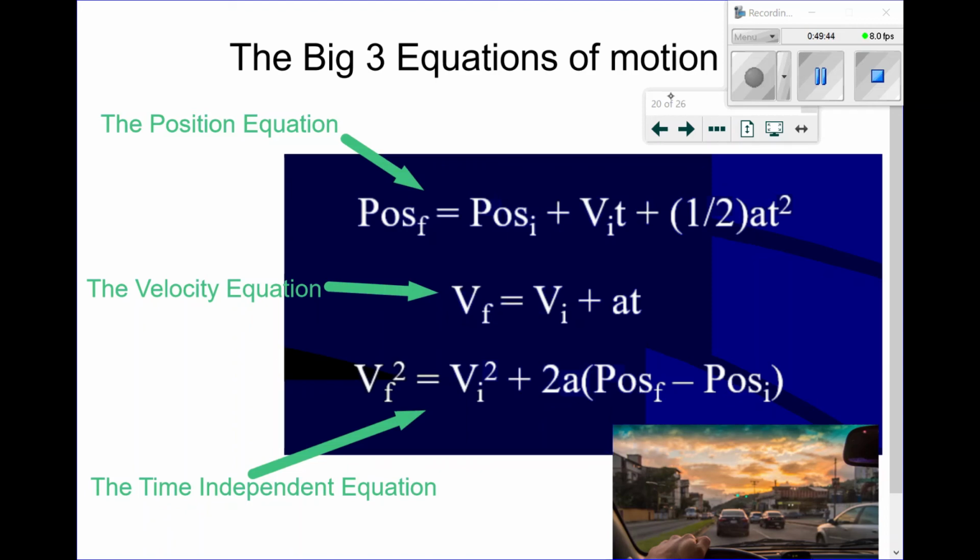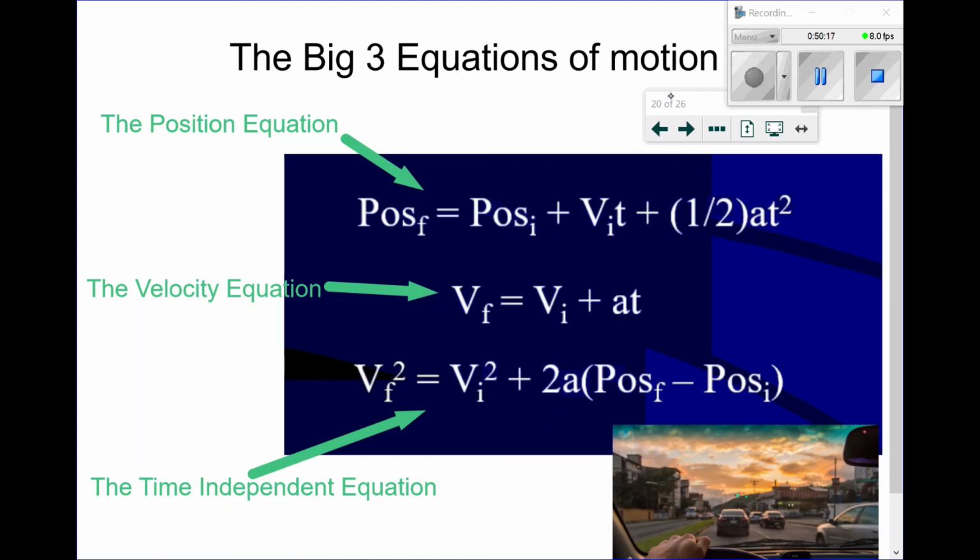This way, instead of trying to rattle off an entire equation, you can just say, I'm using the position equation. I'm looking for the position equation, which would be position final equals position initial plus v_i t plus one half a t squared. I name it the position formula because you're looking for position. Easy enough. For the equation that I use to find velocity, I call it the velocity equation.